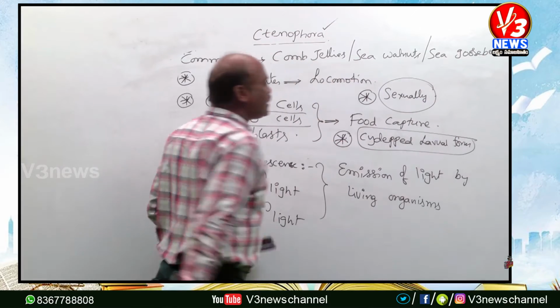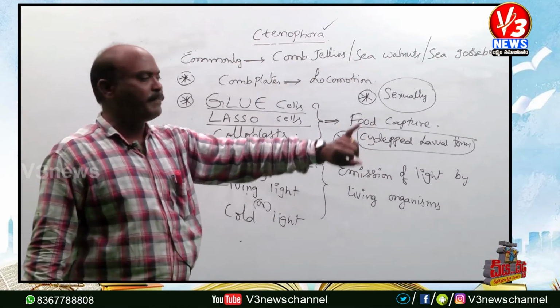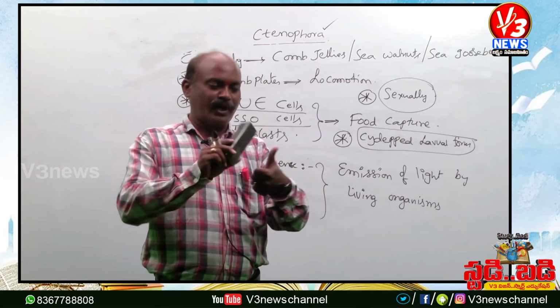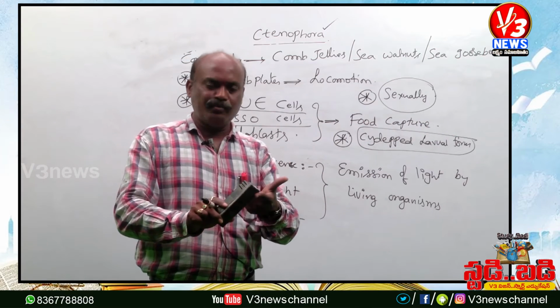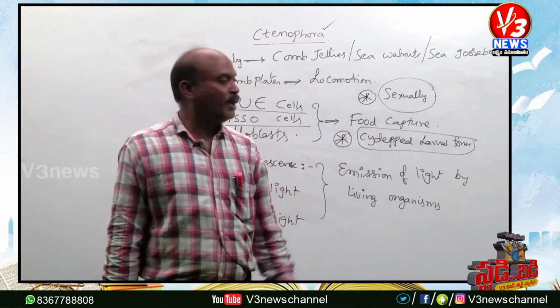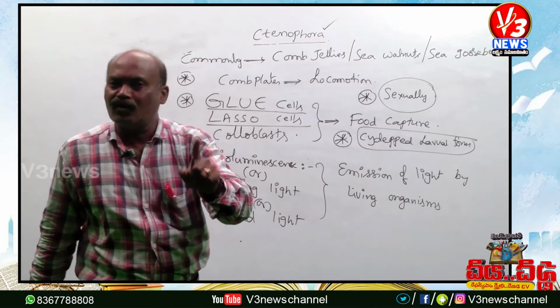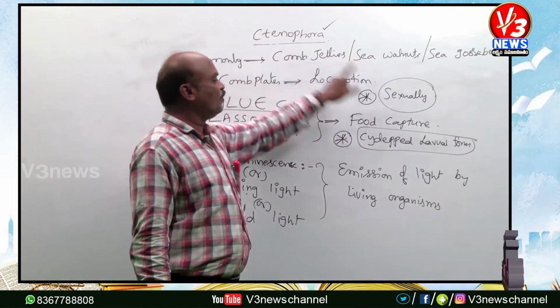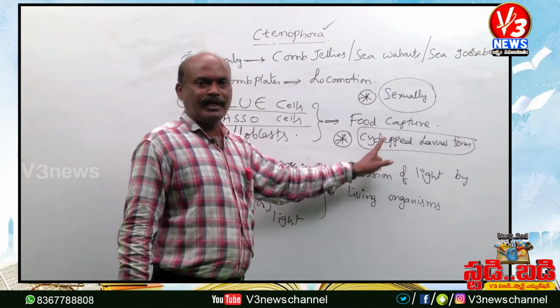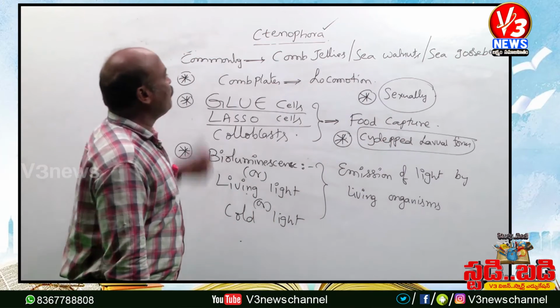Cydippid. So, once again I will repeat all the larval forms. Regarding sponges: Amphiblastula, Parenchymula and Trichimella. Cnidarians, Planula. Then ctenophores, cydippid larva, cydippid.